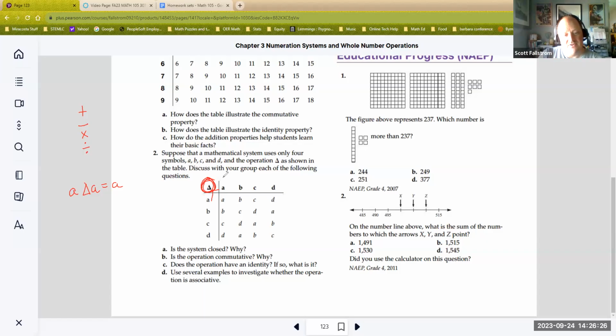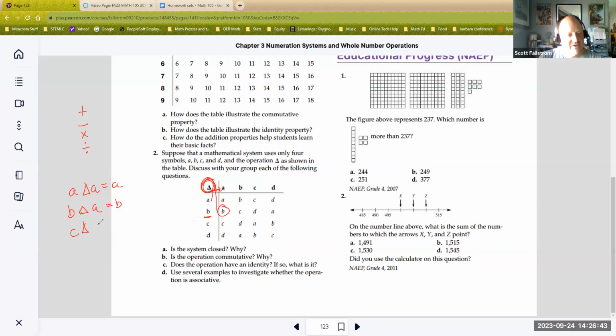So my goal with this question is to put you back into the place where you're kind of like learning like a child would. So next one, B triangle A, that's right here. B triangle A is B. Okay.